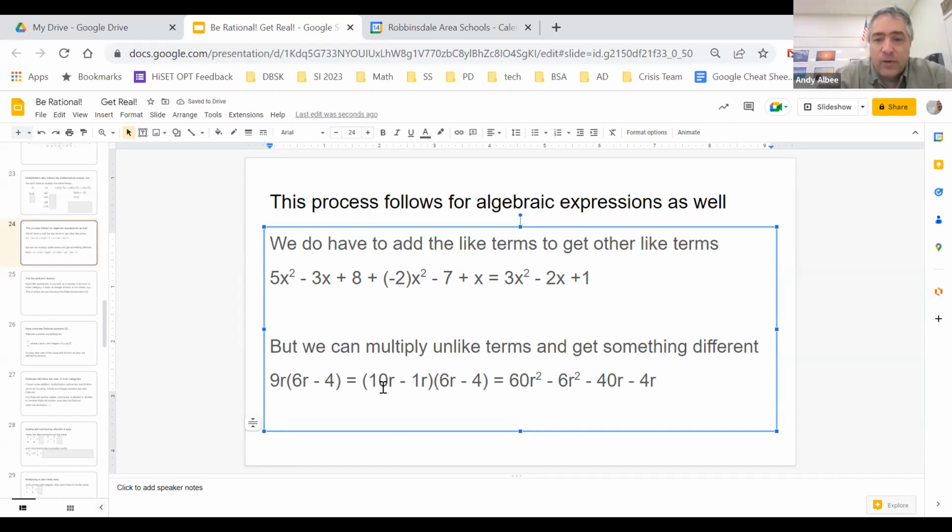But if we could pull them out, that 9 times 6 tends to be the one of them that they're just not comfortable with. They don't like those 6, 7, 8, 9 multiplications. But if I can just remember that 9 is just 10 minus 1, then 10R times 6R and 10R times 4 and -1R times 6R and -1 times -4 becomes a little bit easier for them because they're easier multiplications.